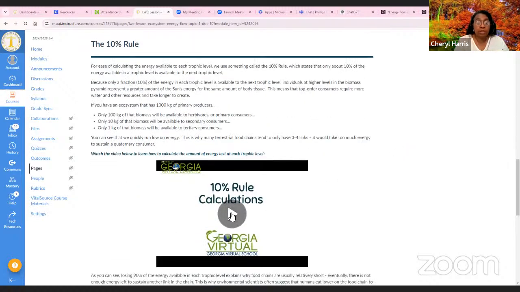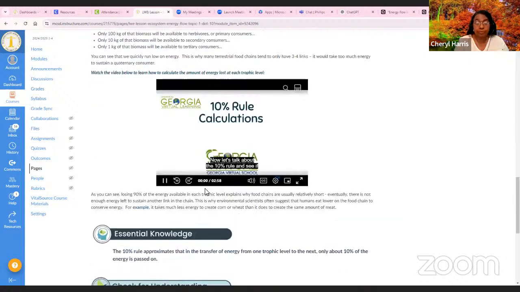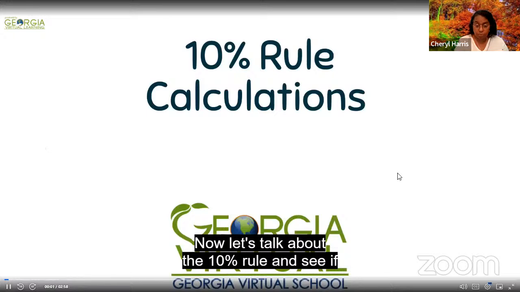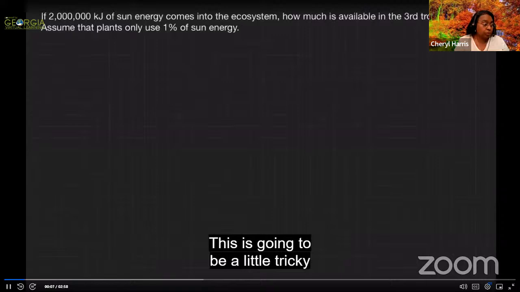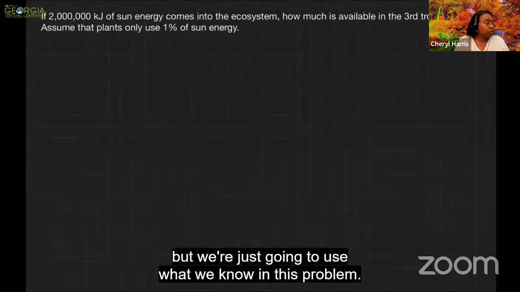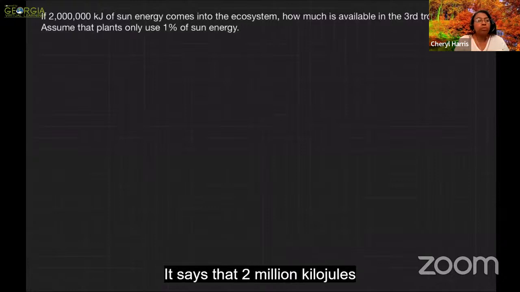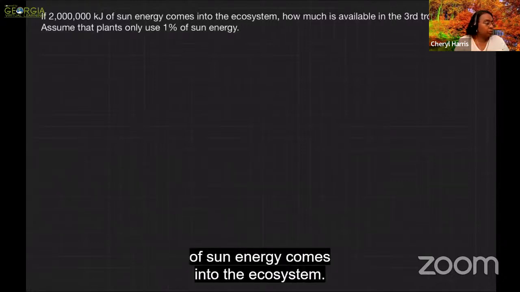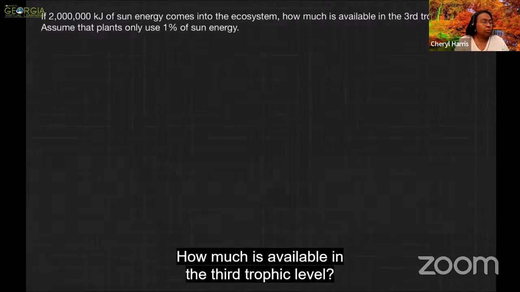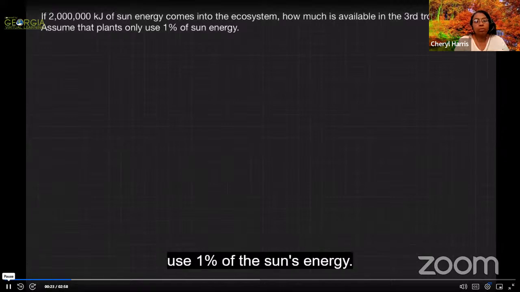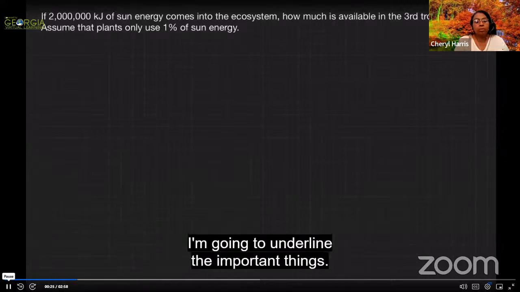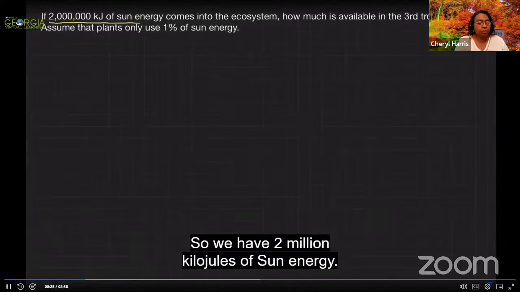Okay, so let's look at this. This is going to be a little tricky, but it's going to be what we know. In this problem, it says that 2 million kilojoules of sun energy comes into the ecosystem. How much is available in the third trophic level, assuming plants only use 1% of the sun's energy? I'm going to underline the important things. So we have 2 million kilojoules of sun energy.